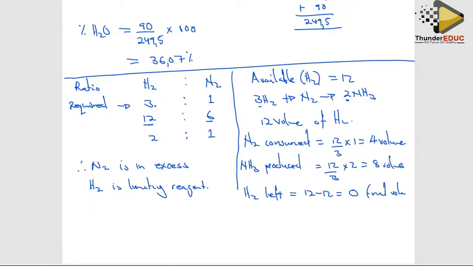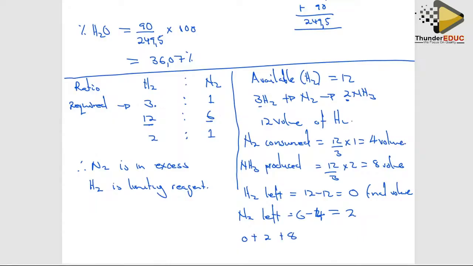Then after that, I'm also going to say the N2 that is left. So N2 left is equivalent to, how much did I start with there? I started with 6, then consumed 4. Therefore, I'm going to get a value of 6 minus 4, which is equivalent to 2V. So it means now the total volume that is actually going to be left there, I'm going to say 0 plus 2 and then plus 8.